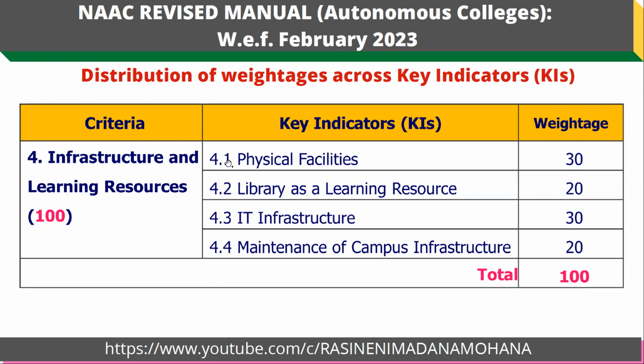The first key indicator 4.1 physical facilities with 30 weightage, 4.2 library as a learning resource 20 weightage, 4.3 IT infrastructure 30 weightage, 4.4 maintenance of campus infrastructure 20 weightage. The total weightage across the four key indicators is 100.